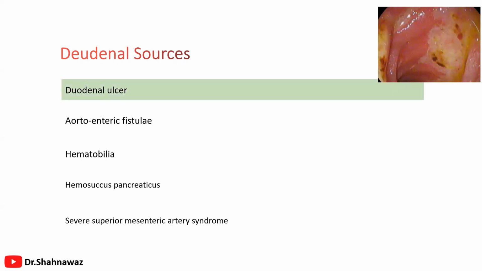You see that duodenal ulcers, which may be present because of many causes, such as alcohol, NSAIDs, and others like stress, can cause the duodenal ulcer, and the bleeding could be present as a complication of the duodenal ulcer.